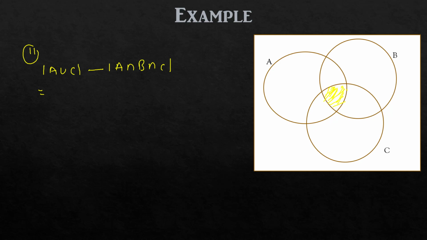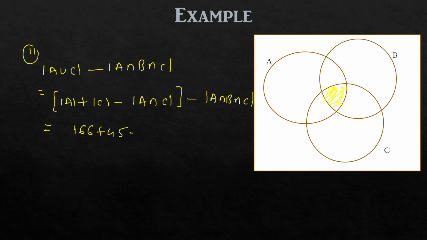Now to find A union B union C, we have to use the inclusion exclusion principle. So what is the inclusion exclusion principle? Number of A plus number of B plus number of C, minus A intersection B, minus A intersection C, minus B intersection C, plus A intersection B intersection C. So we have number of A is equal to 166, number of C is equal to 45, then A intersection C is equal to 15 and A intersection B intersection C is equal to 3.